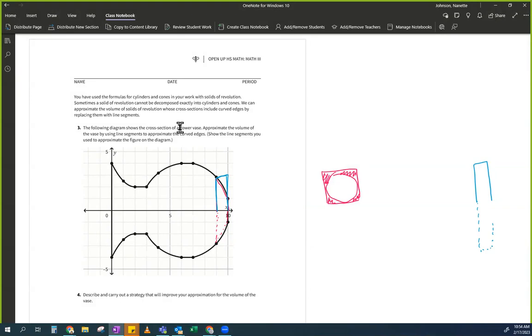So I get that shape. That's actually my cross section right there. That's me cutting that shape in half. Okay, so I cut it in half. But then I actually want to draw it out. So it's actually going to look like this.